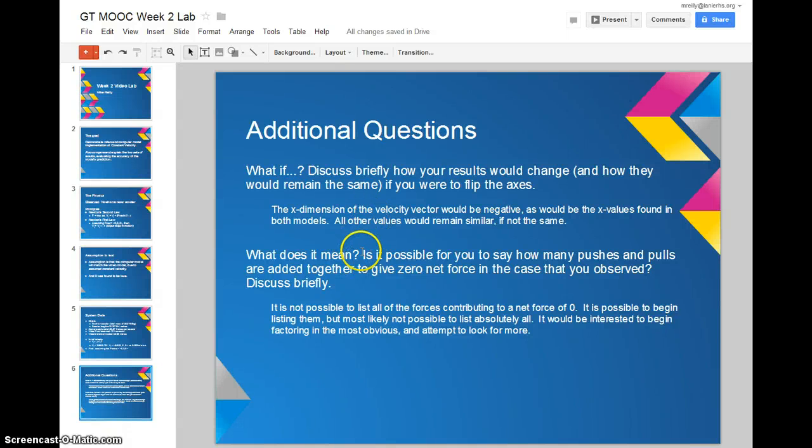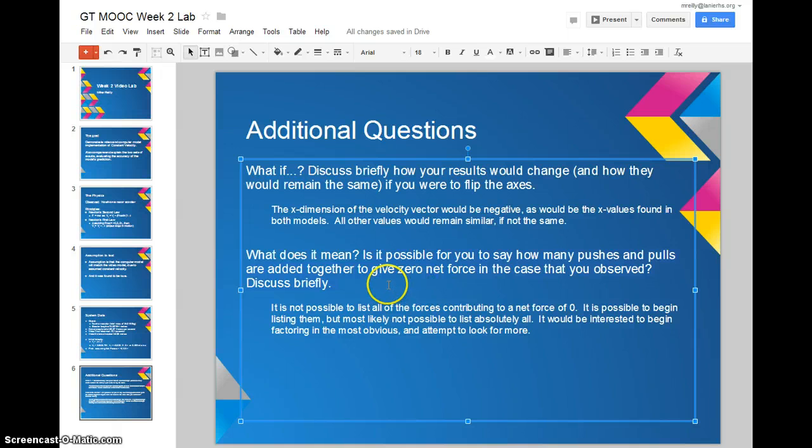But also, what does it mean? Can you do how many pushes and pulls for net zero? It's not possible to list all of them, but it is definitely possible to begin listing them. For example, the force of gravity, etc., etc. It would be, for me, interesting to find out what are the forces that I'm not accounting for.